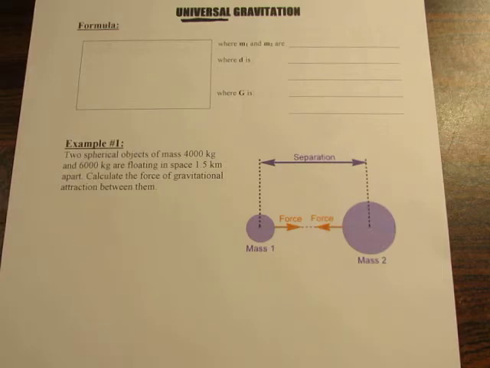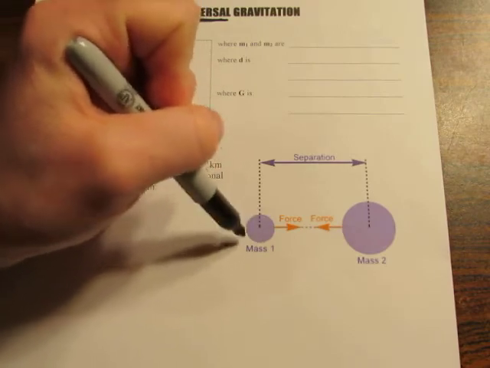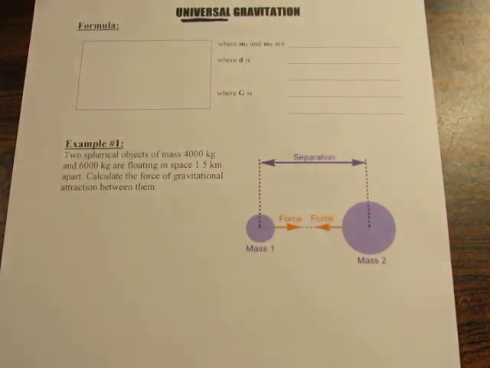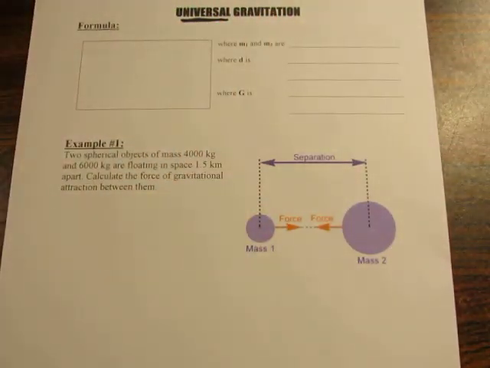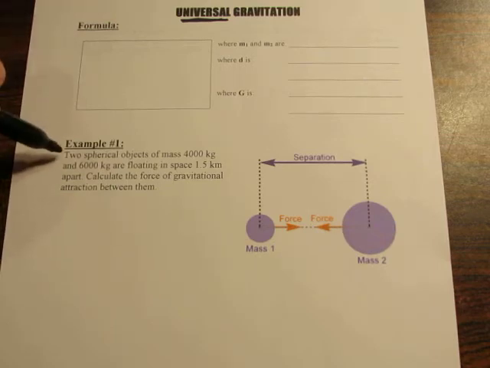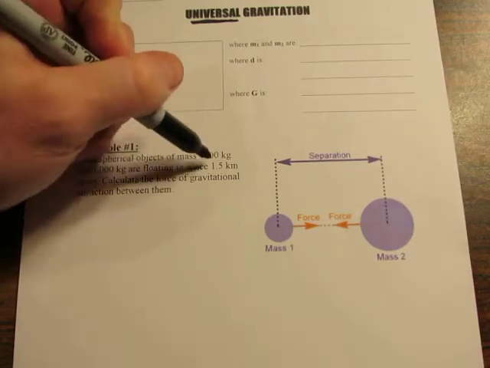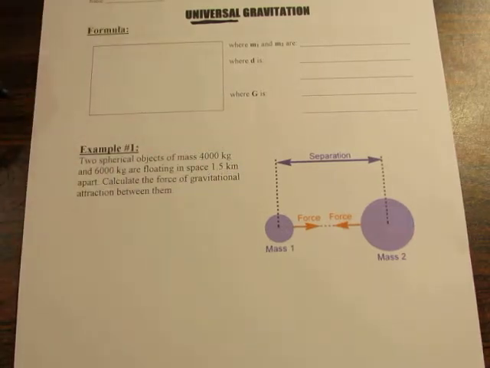So you could apply this same diagram to you right now. Mass number 2 could be the entire Earth, and mass number 1 could be you. It's just the distance between the two objects is you're touching it, you're on the surface of it. But let's go a little bit more general and talk about objects that are completely separate from one another, not like things sitting on the surface of the Earth. And if you read this question here, example number 1, it really stresses it. Two spherical objects, one has a mass of 4,000, the other has a mass of 6,000, and they're 1.5 kilometers apart in space. What's the gravity between the two? That's what we're going to be calculating.